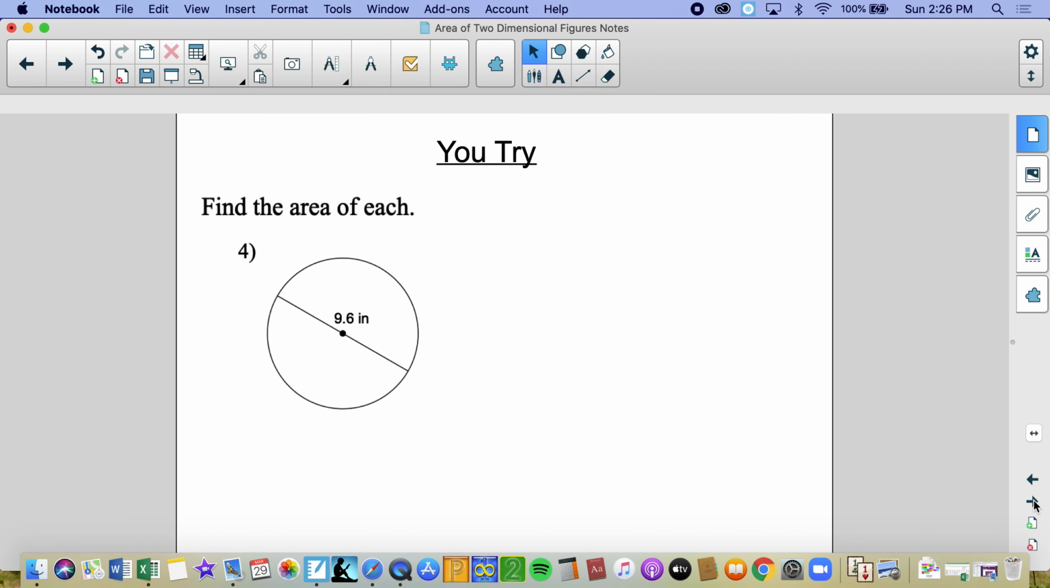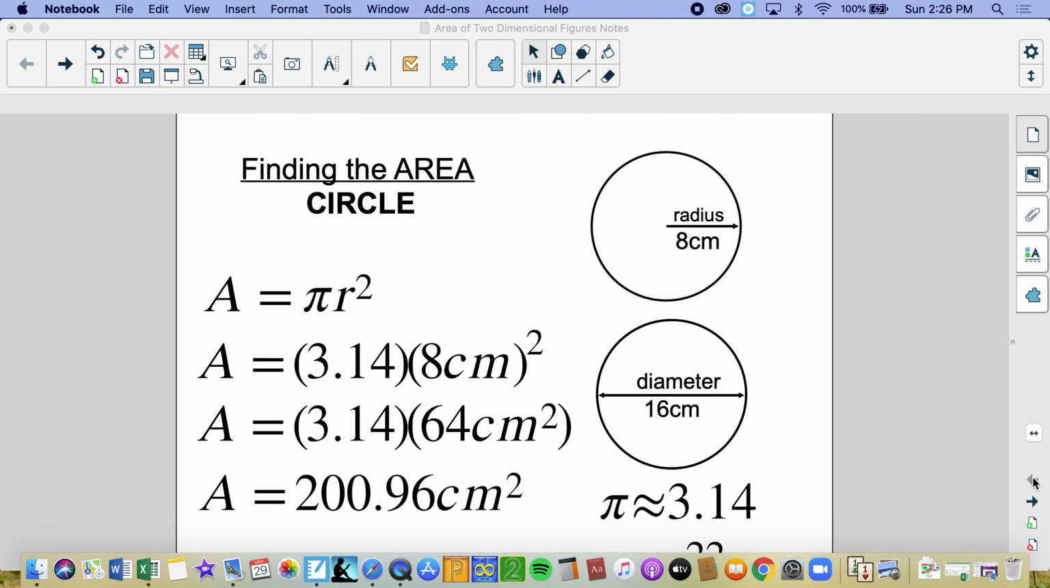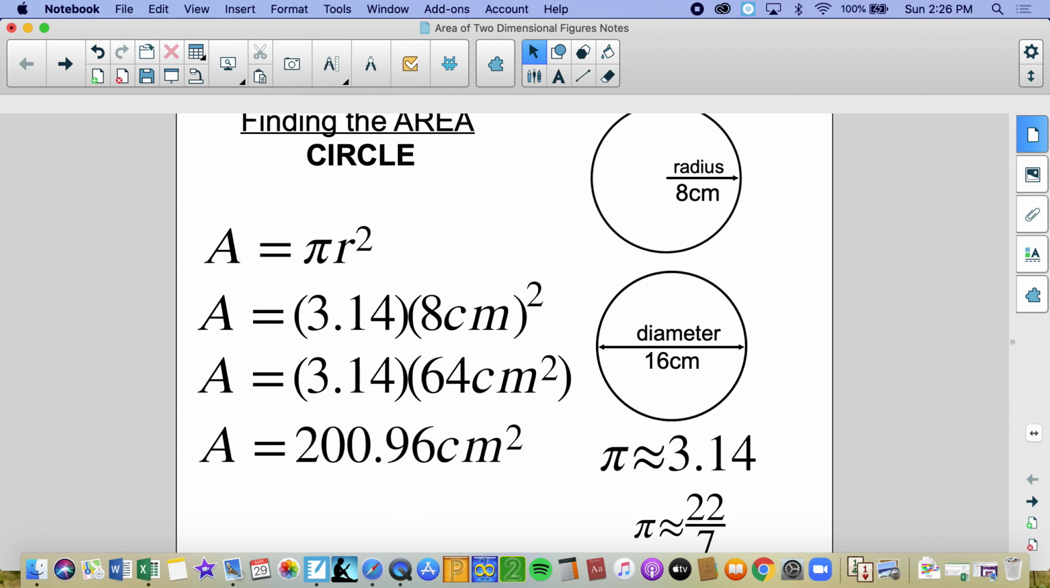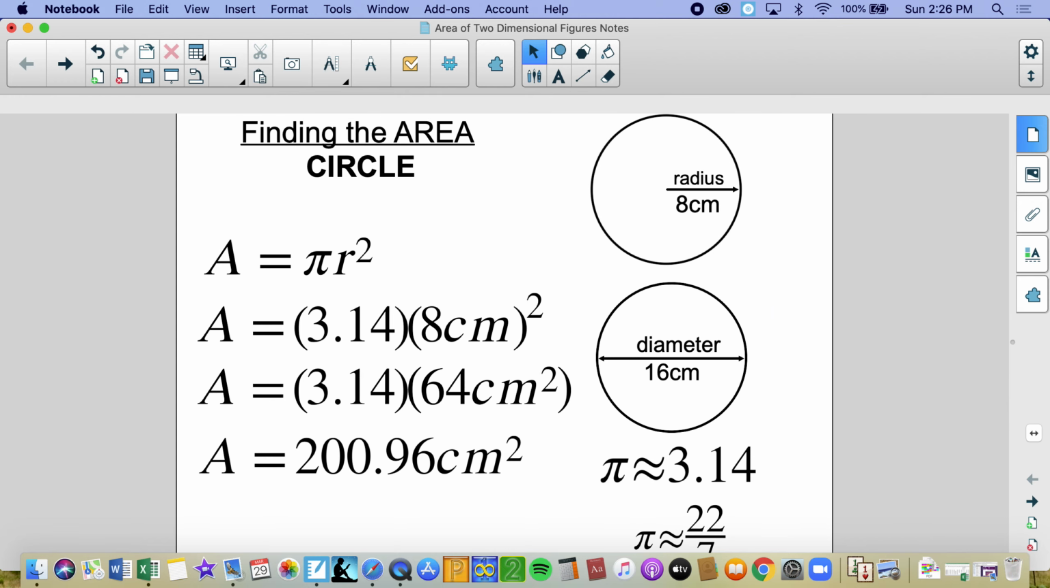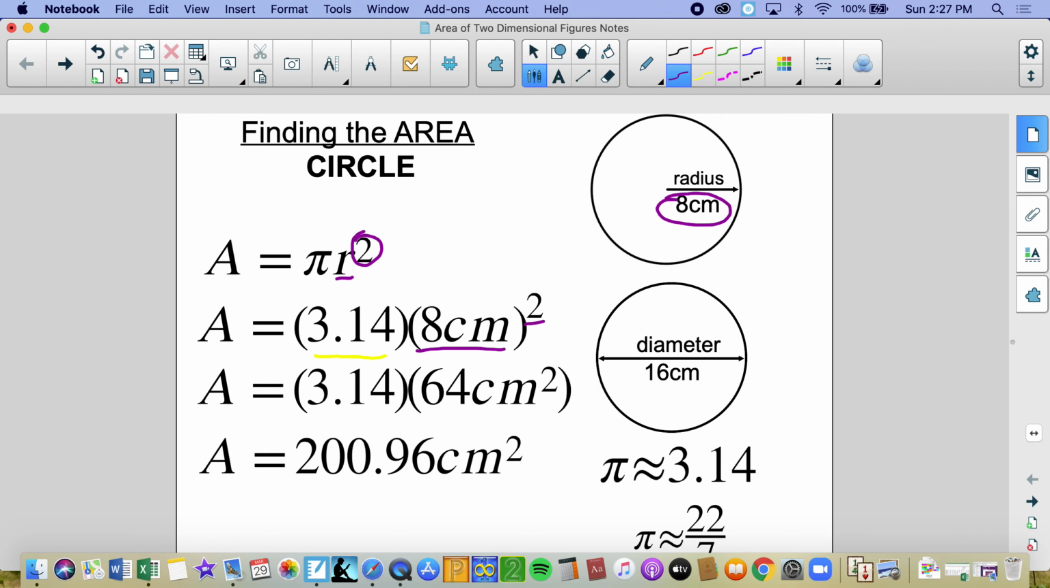So let's take a peek here. In this example, we have pi. We're going to write 3.14 as our pi value, and then we have radius squared. The radius in this instance is 8 centimeters, and notice the square is outside of those parentheses because the base of that exponent here is r. So we're going to do r twice, times itself twice.